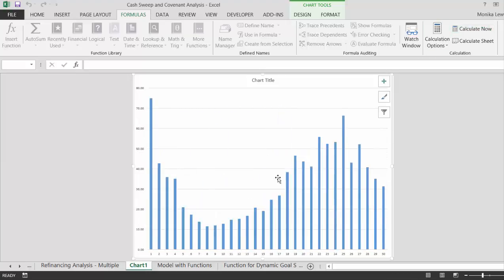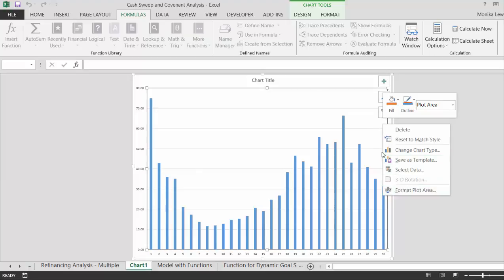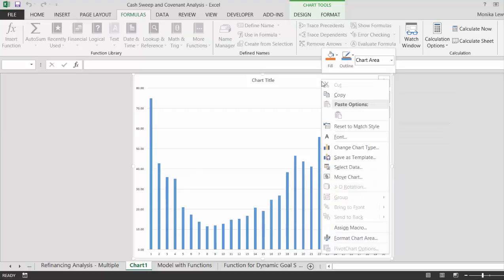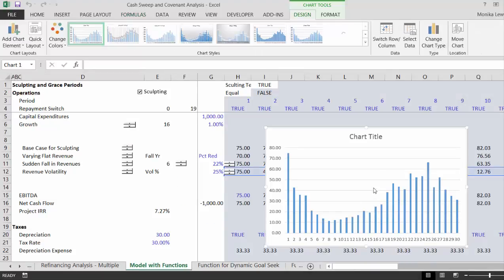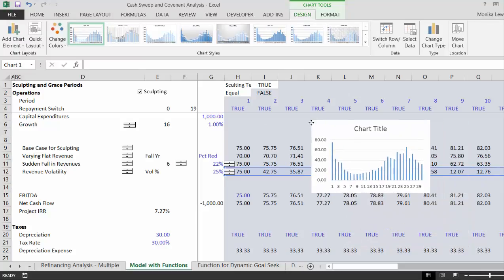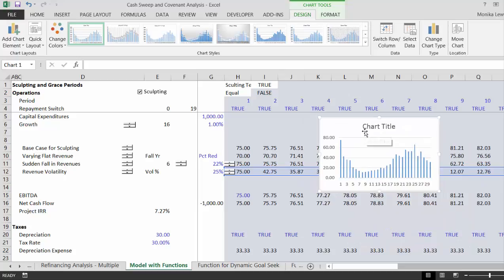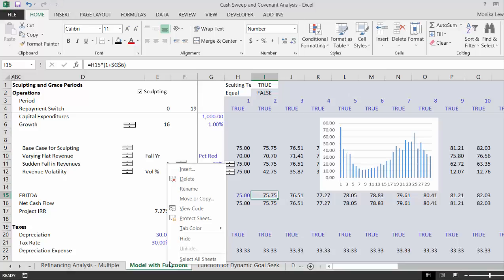So we'll, for once, use a Monte Carlo simulation. Maybe we'll even move this chart to that one, and we'll rename that sheet, it's called model with functions right now. I think there are probably nicer ways to make the graphs here, but okay. And so this is going to be our cash sweep.